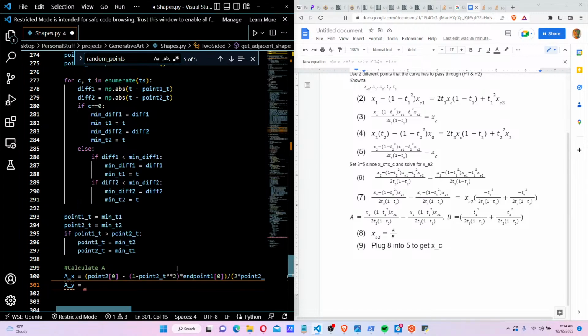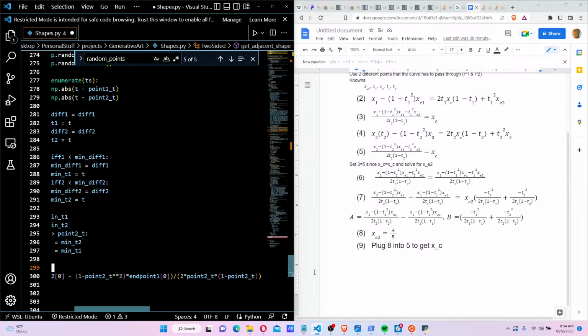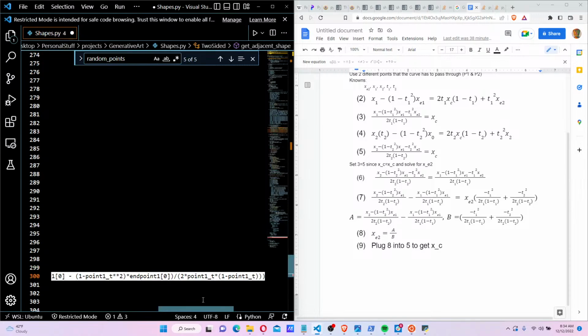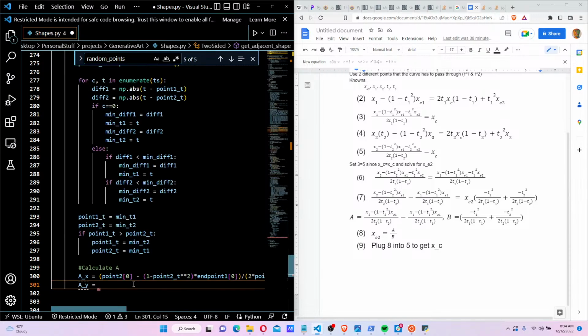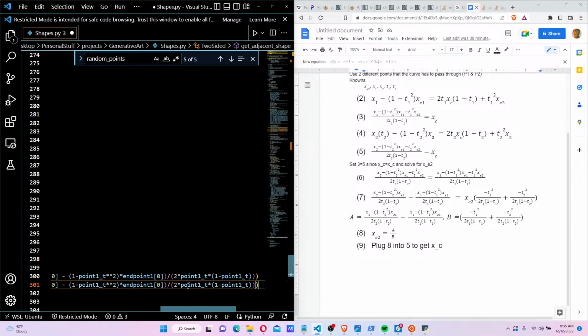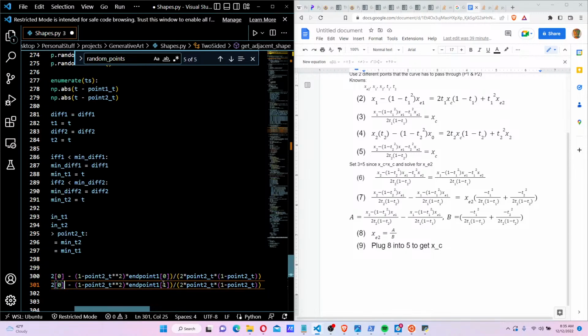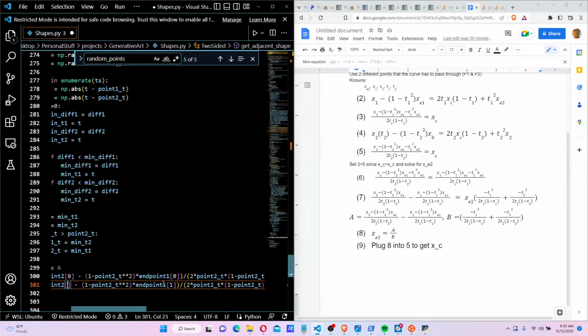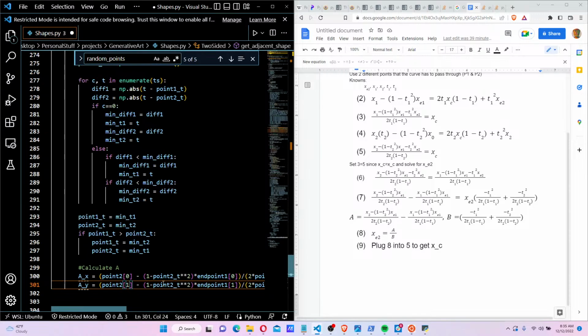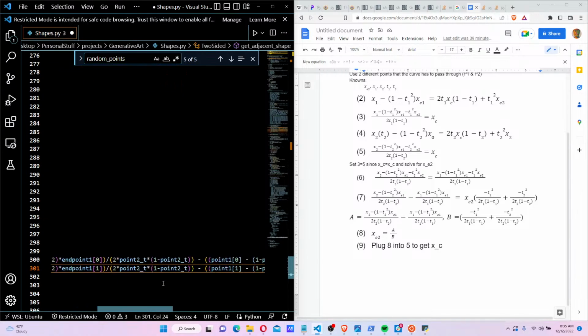Now a sub y is just the same thing, but with 1s instead of 0s. So index it here, that becomes a 1. This index becomes a 1. And that index becomes a 1. And this index becomes a 1. Alright, now just have to do the b's.